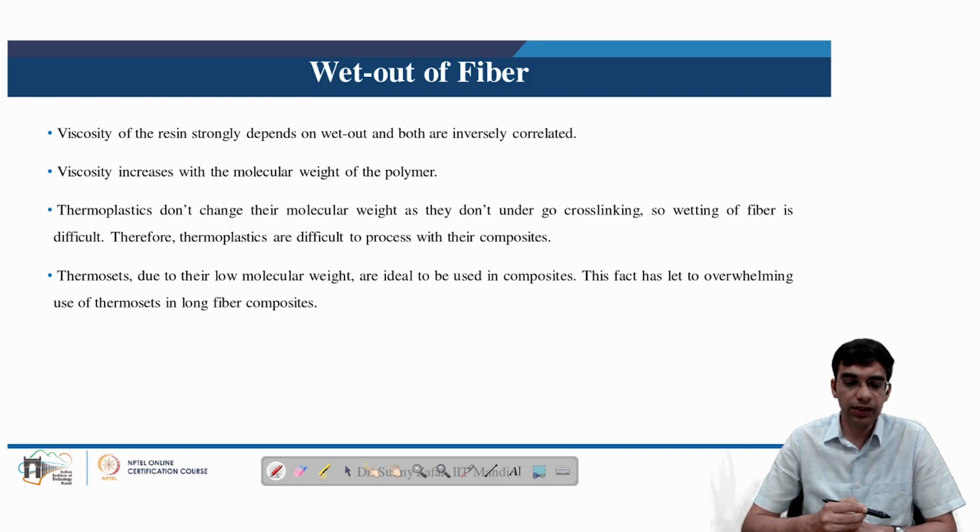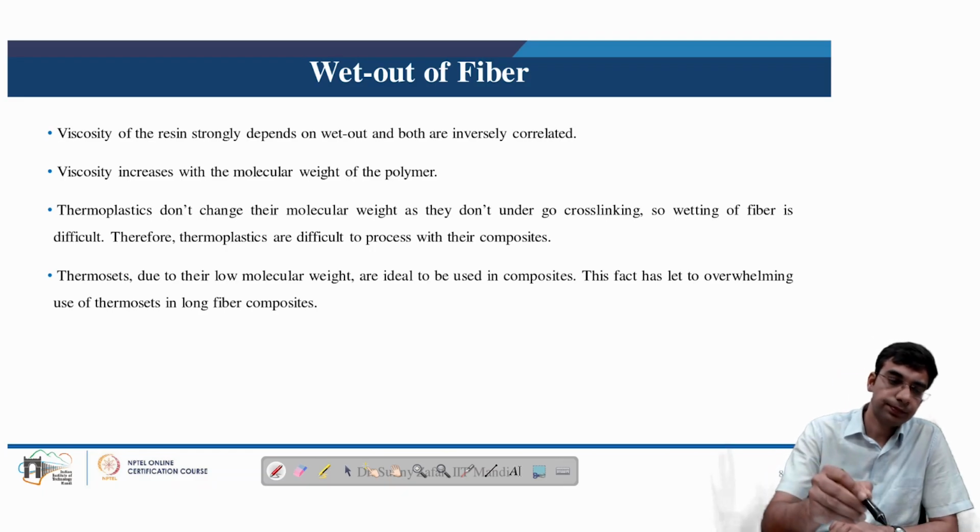Thermosets often have low molecular weight at room temperature, that is before the development of crosslinks, and are therefore ideal to be used in such composites as wind turbine blades. This fact has led to the overwhelming use of thermosets, especially with continuous and long fiber composites.